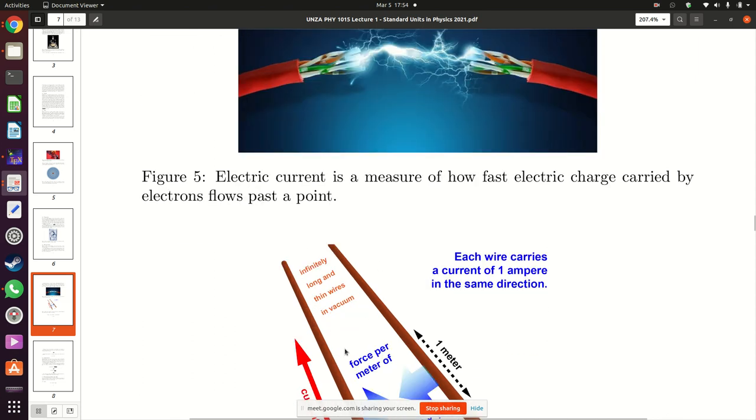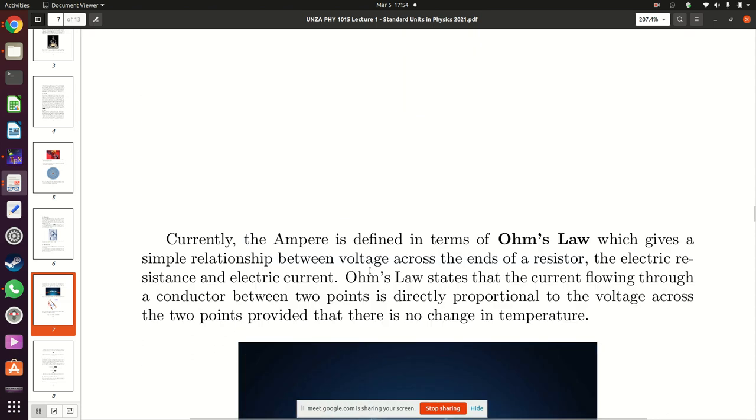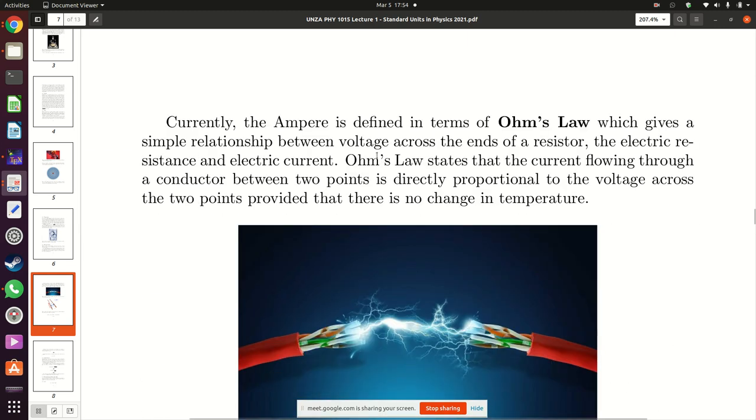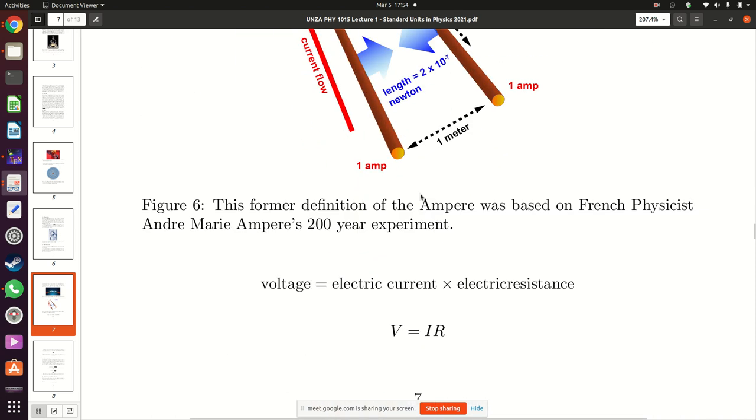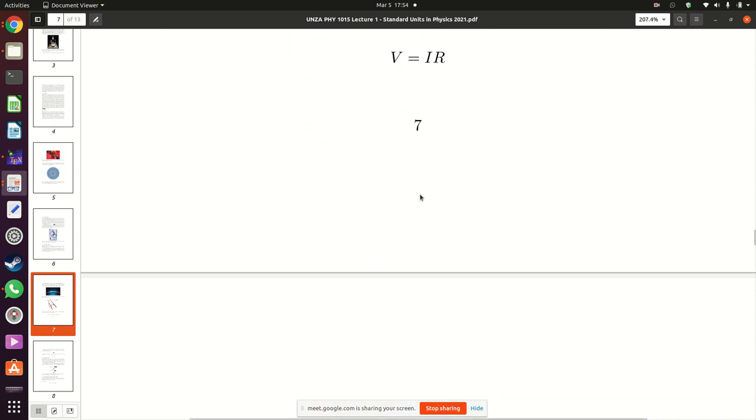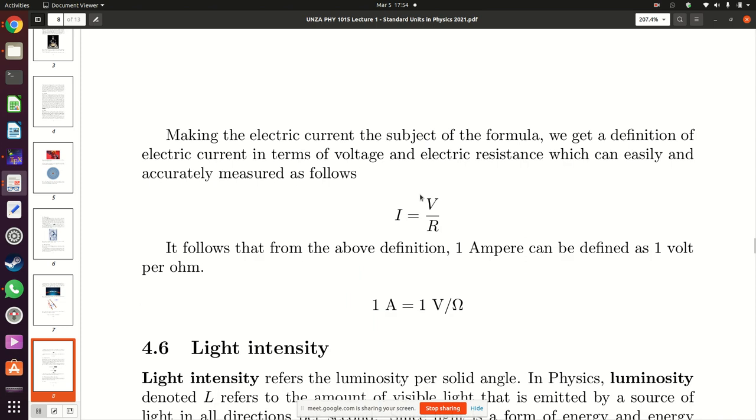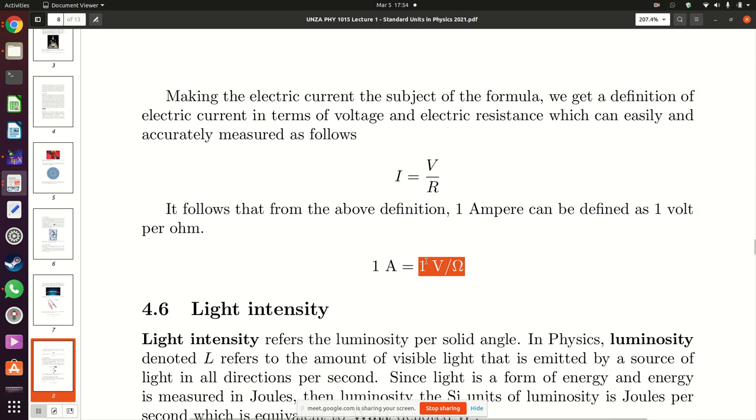So this definition of an ampere based on these conductors was abandoned, and a simpler definition of an ampere based on Ohm's law is what we use these days. Are we clear? One ampere, in terms of Ohm's law, is basically 1 volt per ohm, okay? One ampere is this, in terms of Ohm's law. So this is something you can measure, and you can find out what it is.